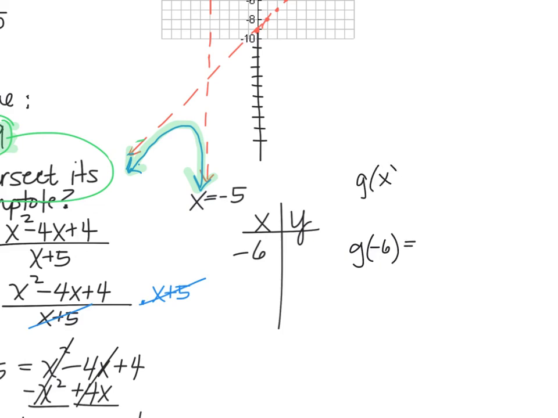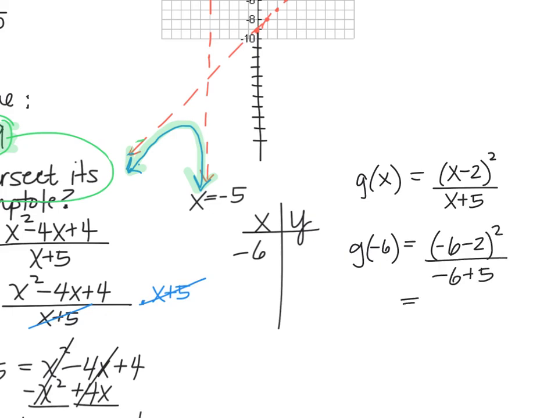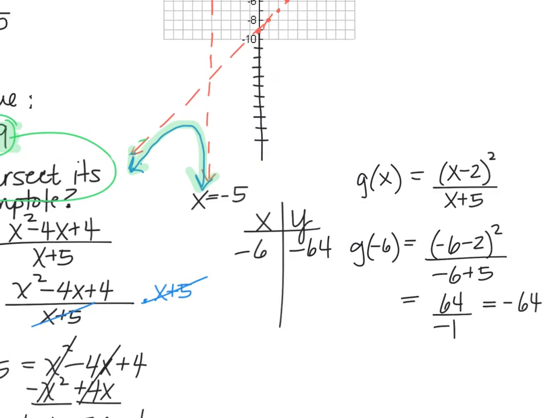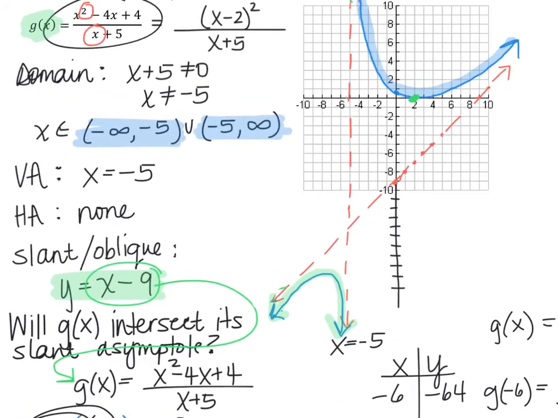Here, it would actually be easier to use the factored form, which was (x minus 2) squared, divided by (x plus 5), just to make this computation easier. So we'd have (-6 minus 2) squared, divided by (-6 plus 5). So that's (-8) squared, which is positive 64, divided by -1 gives me -64. So now I have an actual coordinate that I can plot. If I'm using an online homework system, I can plot the point (-6, -64), and that would give me an actual point on the second branch.